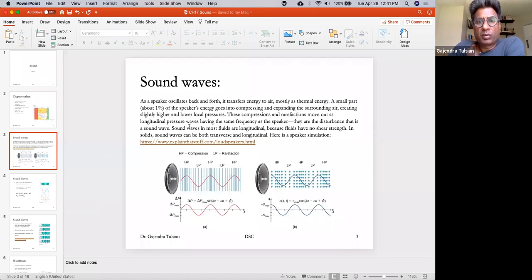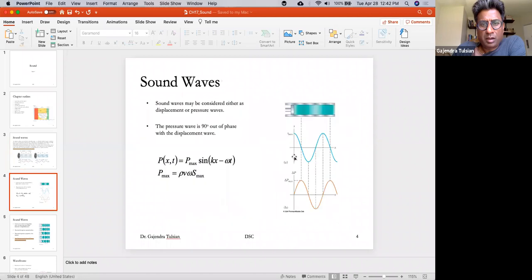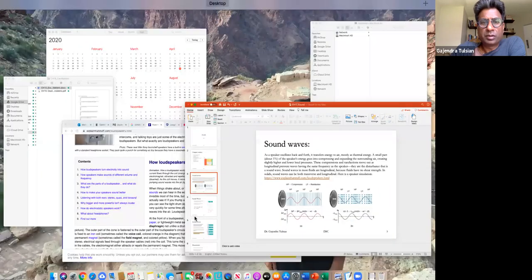So sound waves: the compressions and rarefactions move out as longitudinal pressure waves, having the same frequency as the speaker. The frequency of this sound wave is the same as the frequency at which the speaker is vibrating. Sound waves in fluids are longitudinal because fluids have no shear strength. In solids, sound waves can be both transverse and longitudinal waves. Okay, well, let me also show you another simulation.